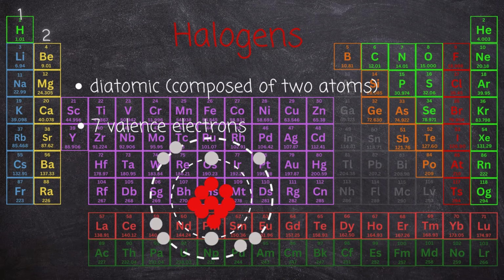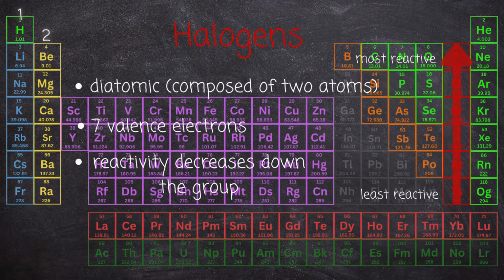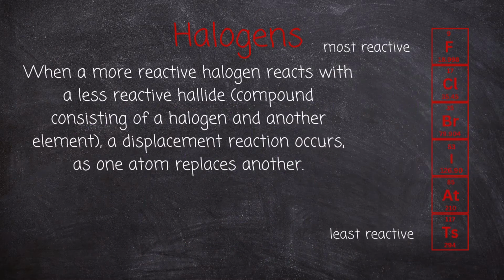They have 7 valence electrons and readily gain 1 electron to achieve a stable electron configuration. Reactivity decreases as we move down the group due to the increasing atomic radius and decreasing electron affinity. When a more reactive halogen reacts with a less reactive halide, a displacement reaction occurs as one atom replaces another.